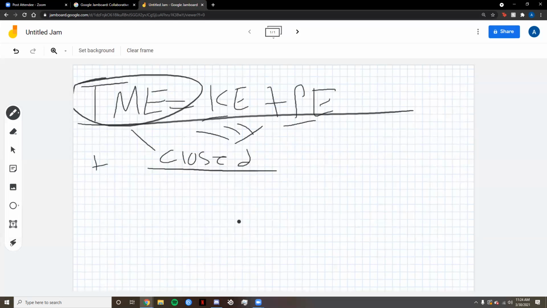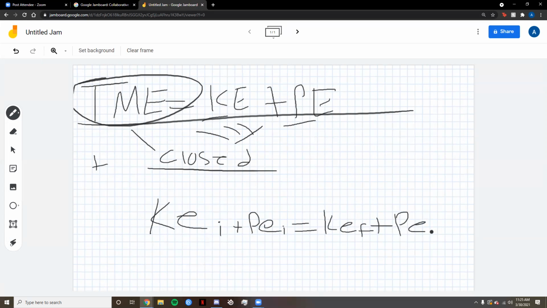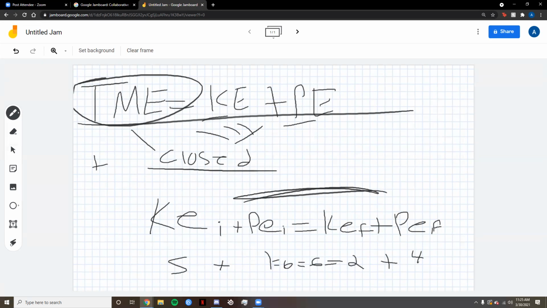So with that being said, KEI, the initial kinetic energy, plus the initial potential energy should equal the final kinetic energy plus the final potential energy. Those should equal each other. Say this is like 5 and this is like 4 and this is like 1, then this should be 2. I don't know why I said that, because that equals 6 and that equals 6 and 6 equals 6. Y'all know what I mean, I guess.